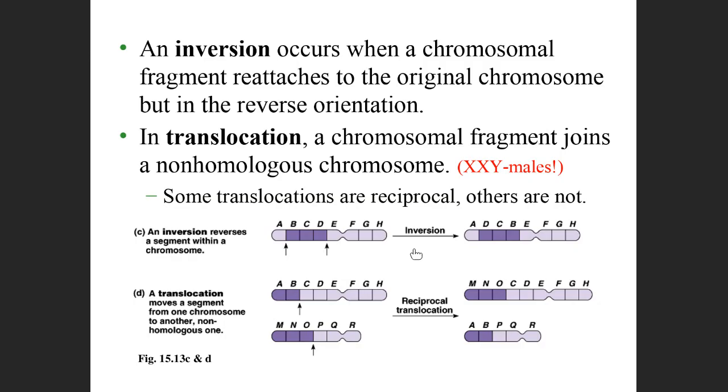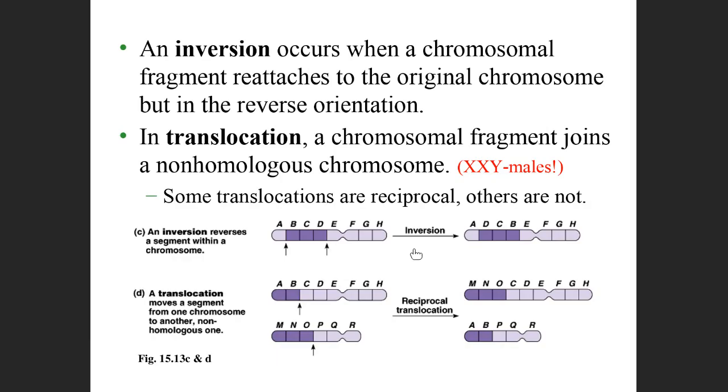With a translocation, when the arm breaks off, instead of switching places with the adjacent sister chromatid, it kind of floats away and gets stuck to a non-homologous chromosome, so a different chromosome altogether. And that's a translocation. And again, these individuals still have all the genes they need, and so they can survive, but they're often infertile or sterile, right?